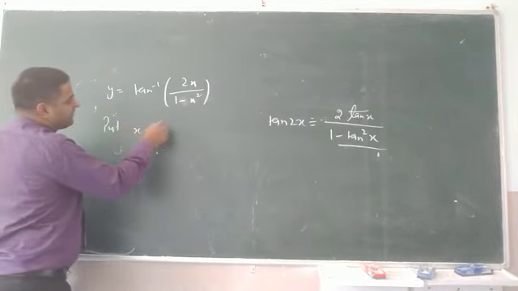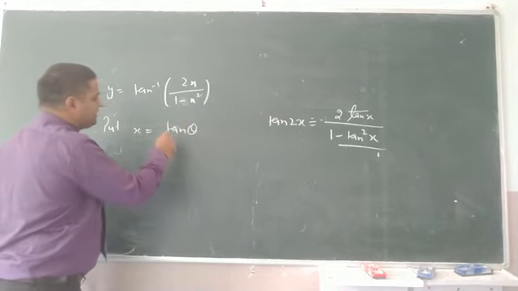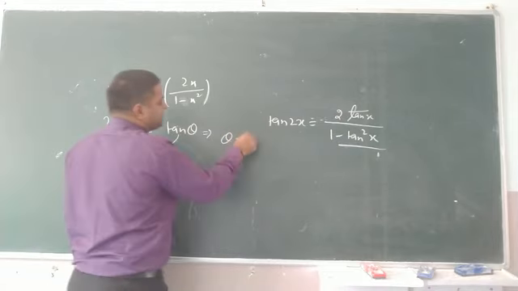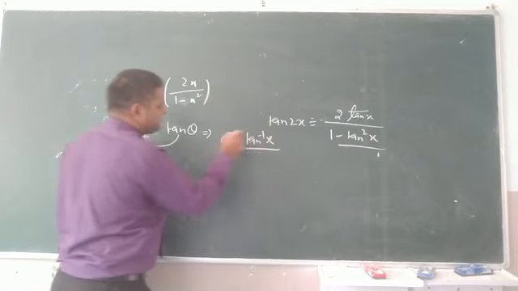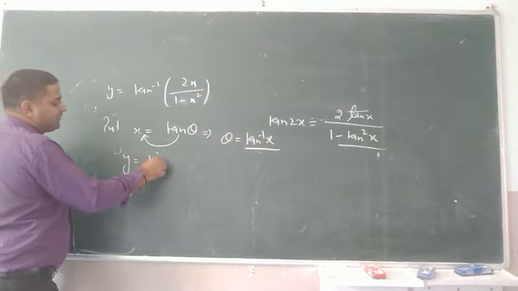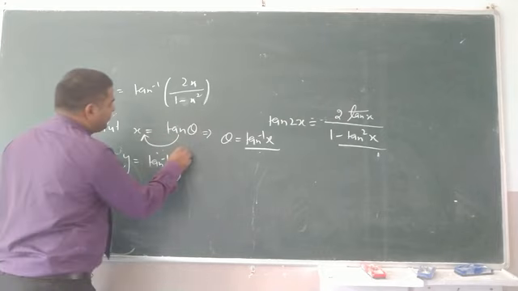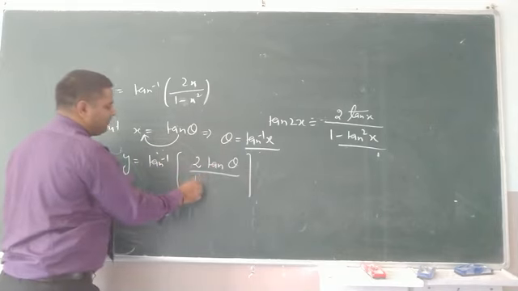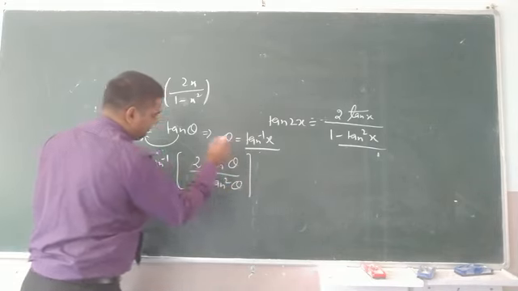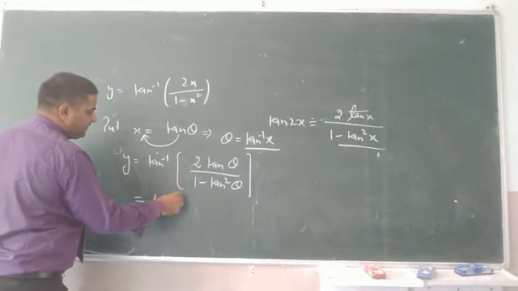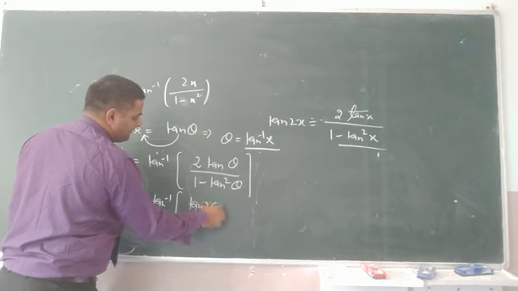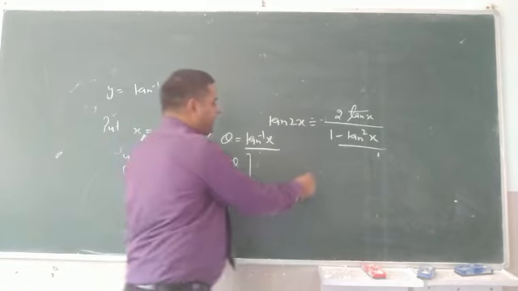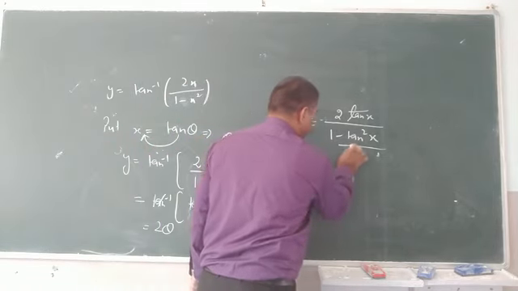Put x equals tan theta. So, when we substitute x equal to tan theta, what is the value of theta? Tan comes here, it changes to tan inverse x. So, y is equal to tan inverse of 2 tan theta divided by 1 minus tan square theta. So, it is equal to tan inverse of tan 2 theta. So, tan cancels, we get 2 theta. So, y is equal to 2 theta.